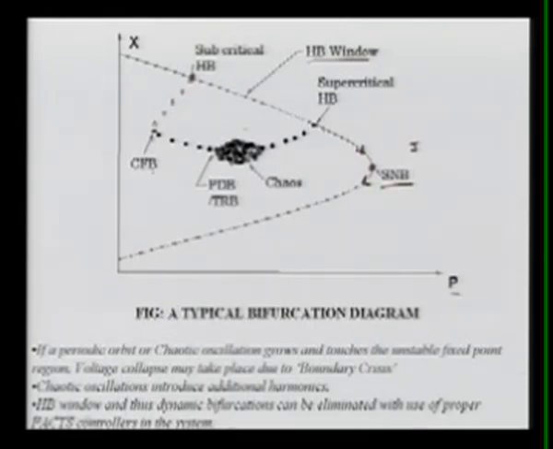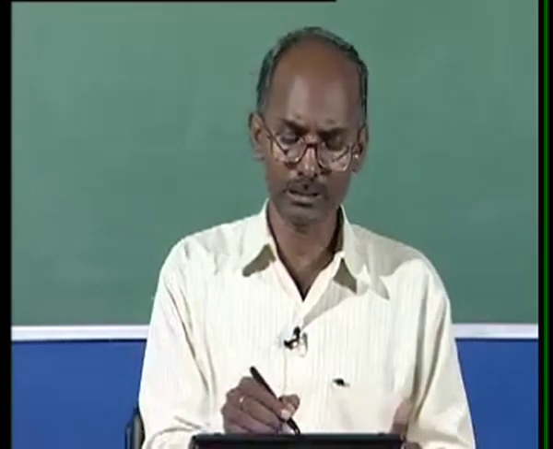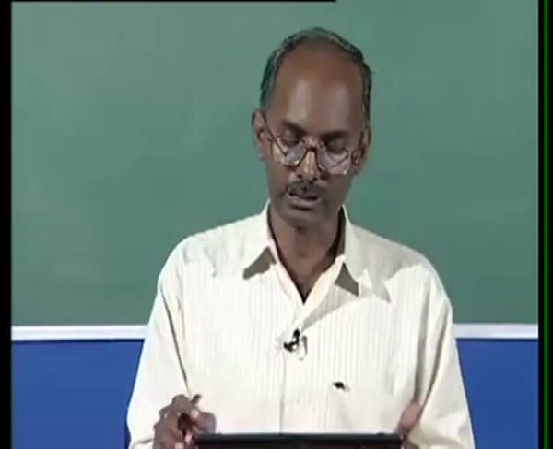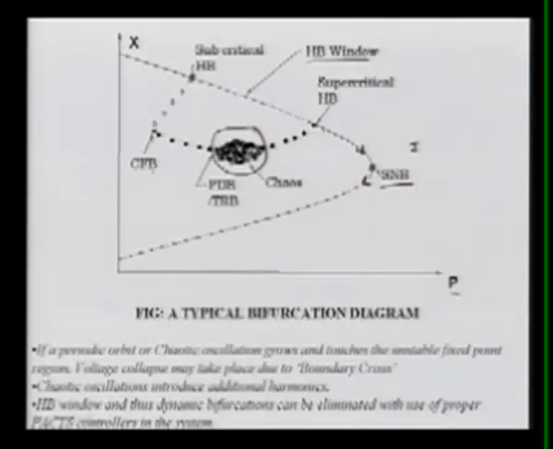So there are so many oscillations and other things, the system is not defined here. This is, you can say, chaos of the system. And finally here you can say this is your supercritical Hopf bifurcation point. So if a periodic orbit or chaotic oscillation grows and touches the unstable fixed point region, the voltage collapse may take place due to the boundary crisis.